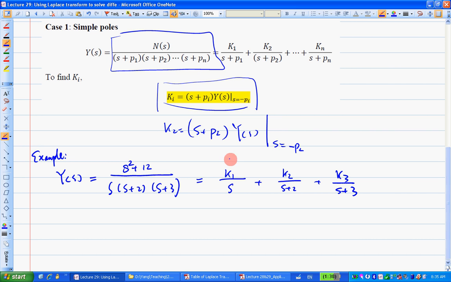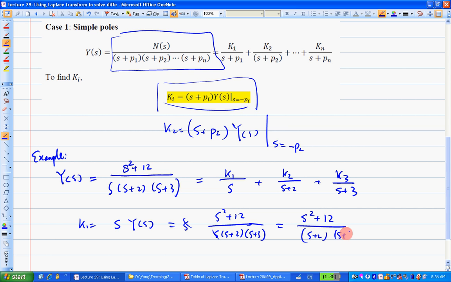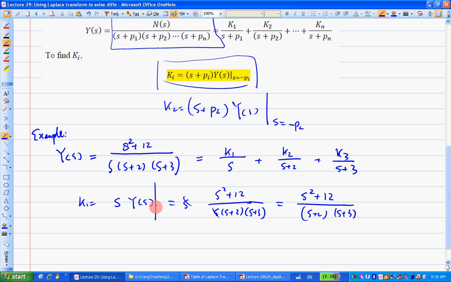So to find k1, k2, k3, let's use the formula here. So k1 equals s multiplied by Y of s. Y of s is this guy here. So s multiplied by (s squared plus 12) over s(s plus 2)(s plus 3). Apparently you see, you cancel this s here, and end up with (s squared plus 12) over (s plus 2)(s plus 3). So I should write it down here, s equal to 0 for this one here, s equal to 0, and s equal to 0.